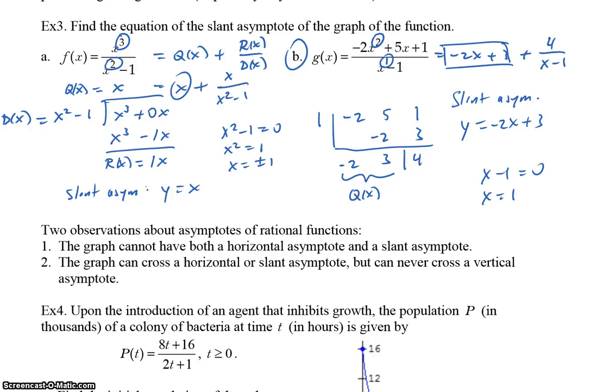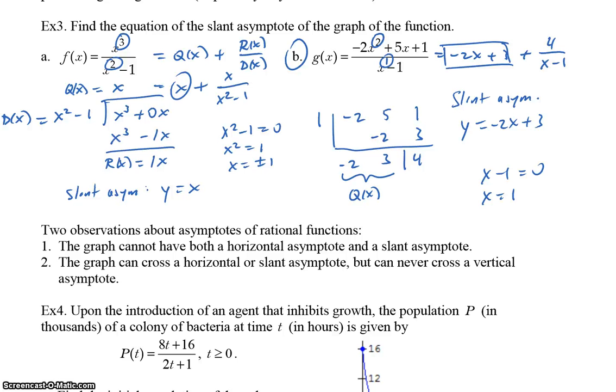So two observations now that we can make about asymptotes of rational functions. First of all, the graph cannot have both a horizontal asymptote and a slant asymptote, which I just pointed out a minute ago. Slant asymptotes require that the degree of the numerator be greater than that of the denominator, and when that occurs, you cannot have a horizontal asymptote.